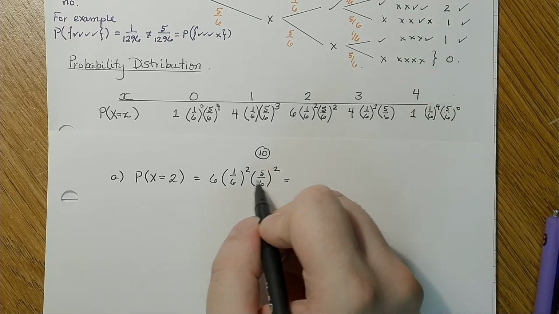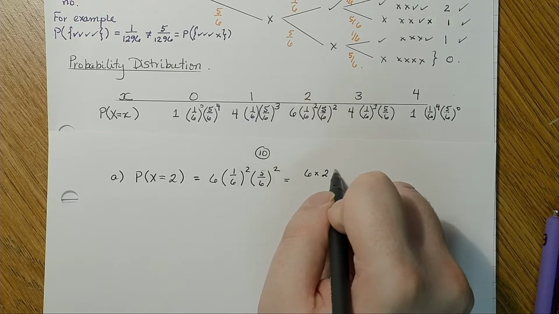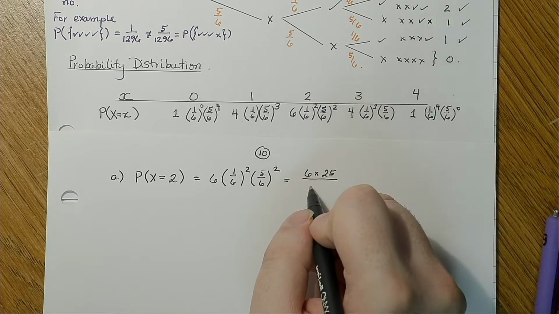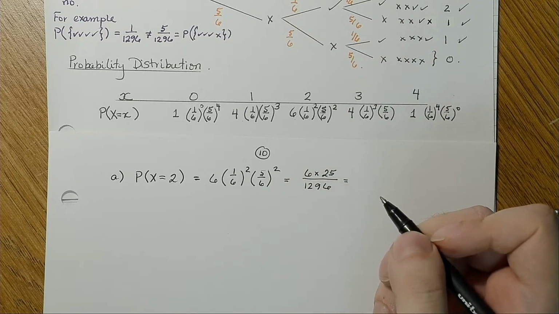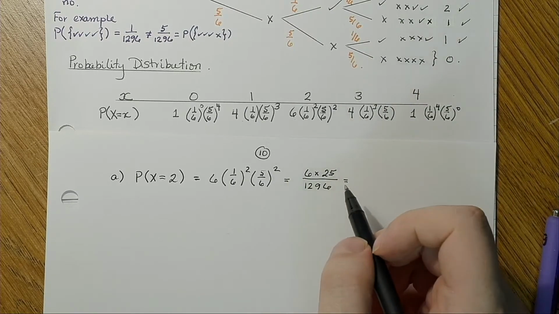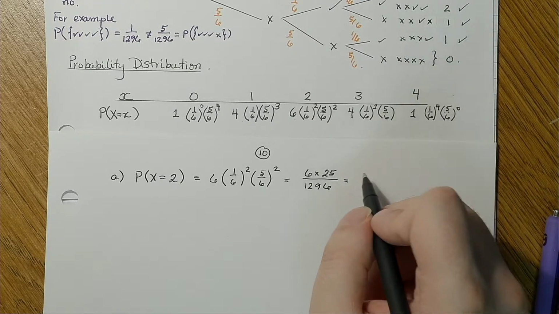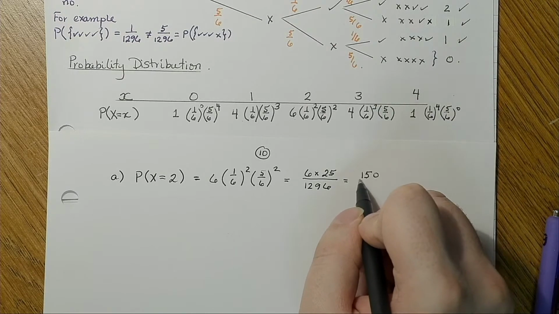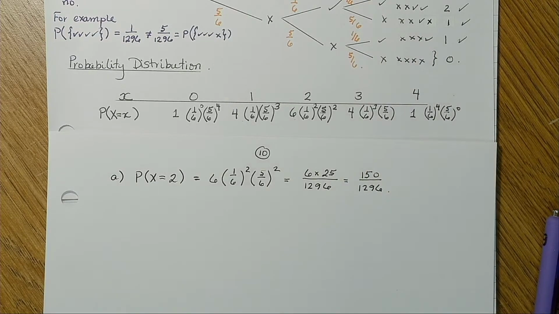Now I could maybe add this up, so I get 6 times 25 over 1296. So 6 times 6 quarters. Hopefully I did that correctly. All right, 6 times 1. Good, perfect.